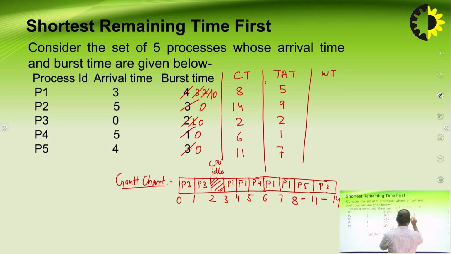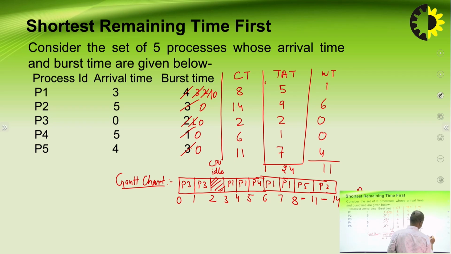This is the TAT, and waiting time is TAT minus burst time: 5 minus 4 is 1, 9 minus 3 is 6, 2 minus 2 is 0, 1 minus 1 is 0, 7 minus 3 is 4. This is the waiting time. So this is the total, 11.